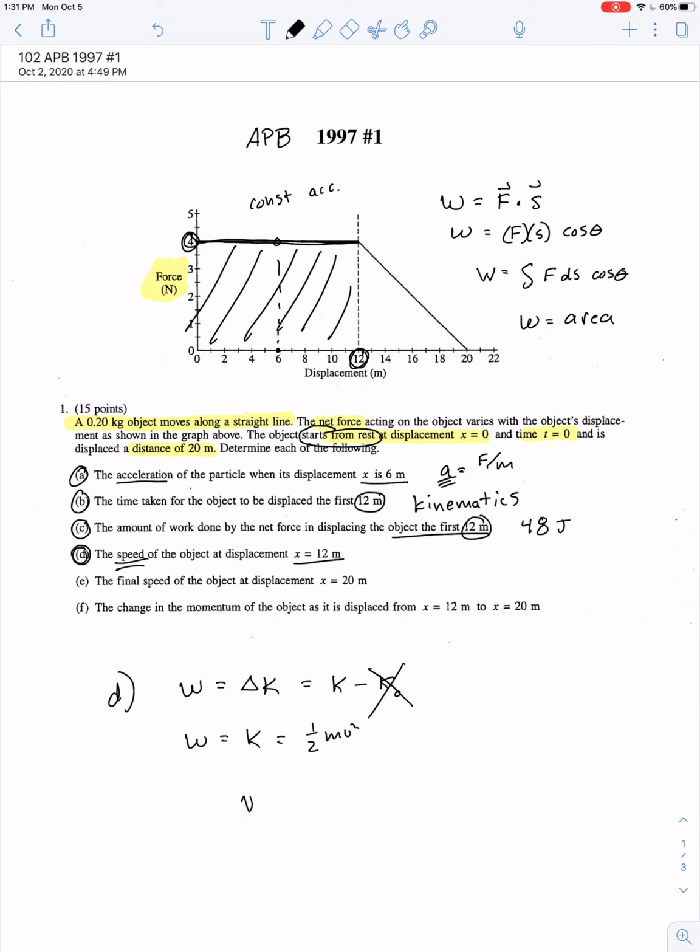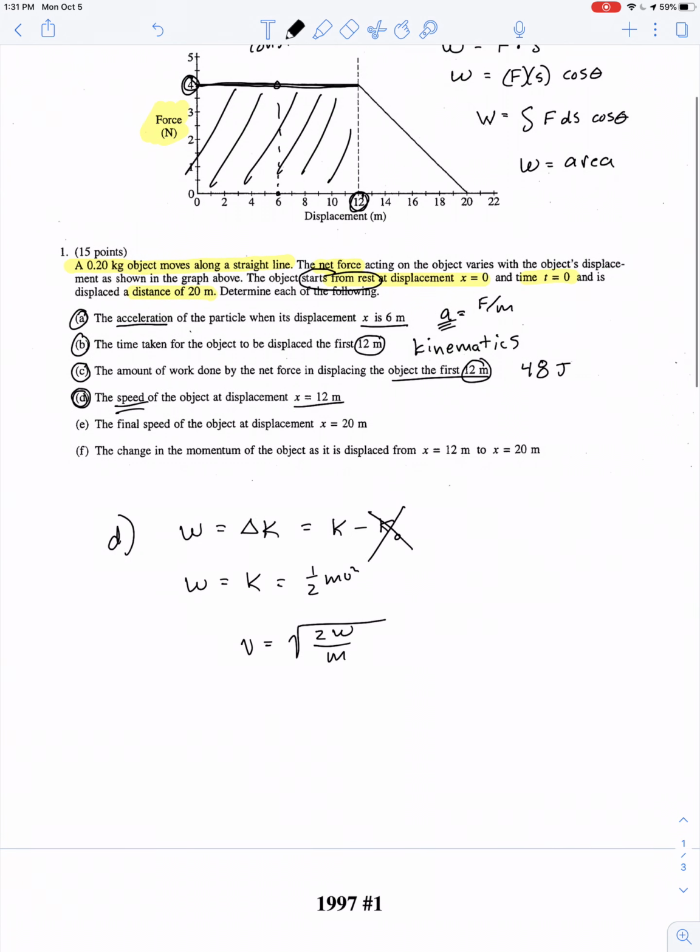So when we rearrange this equation to solve for v, it's equal to the square root of 2 times the work done divided by the mass. And we know how much work is done, 48 joules. So 2 times 48 divided by, let's see, do we know the mass? Sure, that was given as 0.2 kilograms. So this is the square root of 480. And we get an answer of 21.9 meters per second.